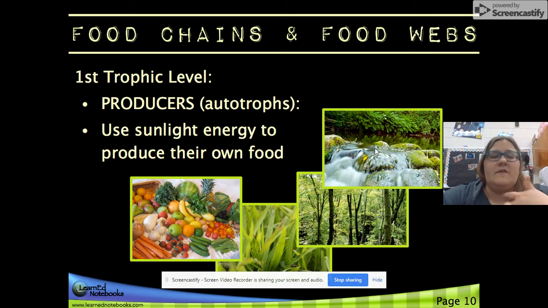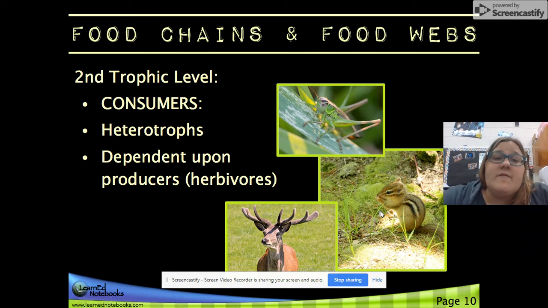Okay. So first trophic step, first trophic level is producers. First thing, they use sunlight to make their own energy. Examples you can see are fruits, vegetables, grass, trees, algae, and water. Second trophic level is going to be your consumers, primarily your heterotrophs or your omnivores. Consumers are heterotrophs. Primary consumers are herbivores, and can be omnivores.